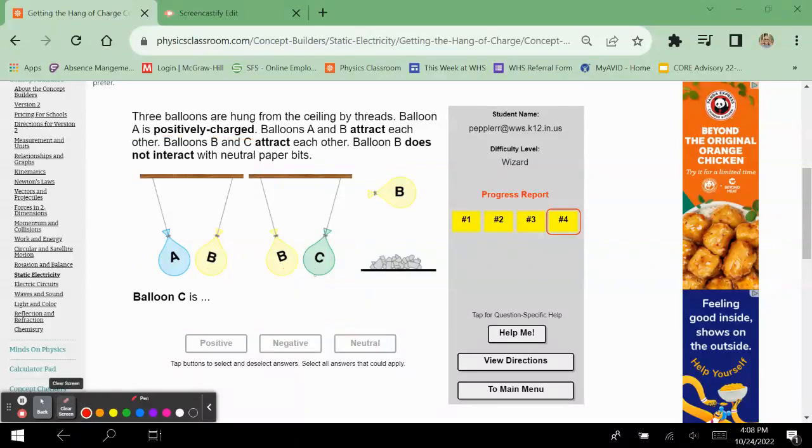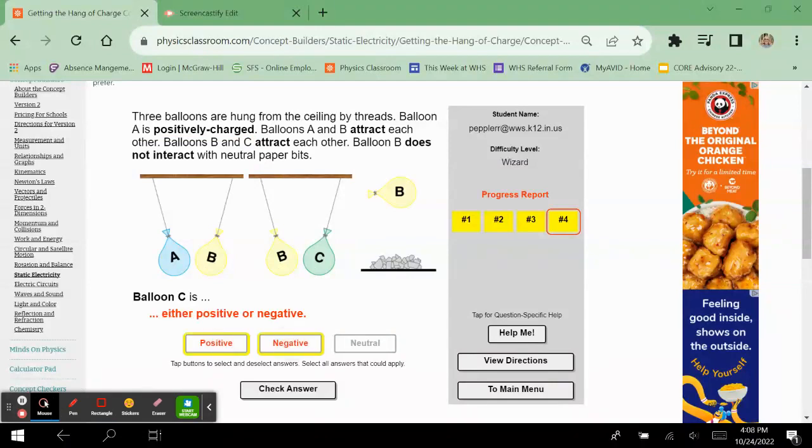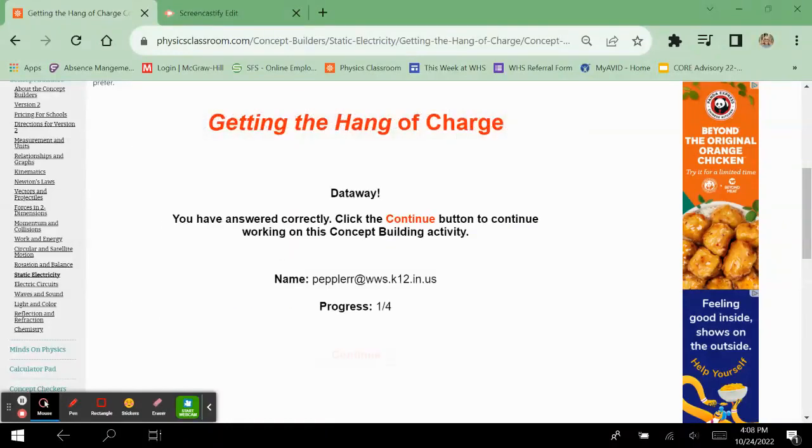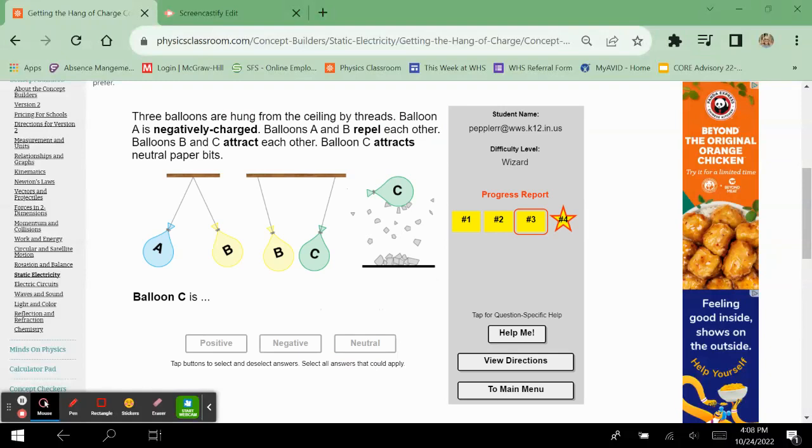Okay, clear the screen. So we're trying to figure out what C is. We found out that it's positive or negative since we found out that B is neutral. Okay, we check our answer, get that right, can move on to another one. Let's look at this one then. And we'll go through our options again and see if we can figure it out. Making this kind of flow chart is what helps me in deciding what each of them are.